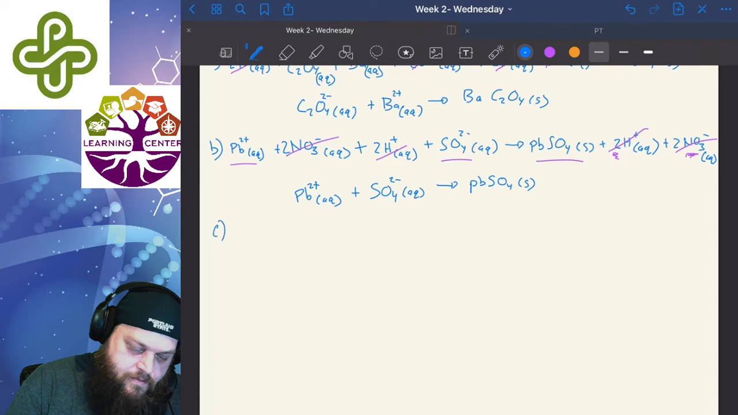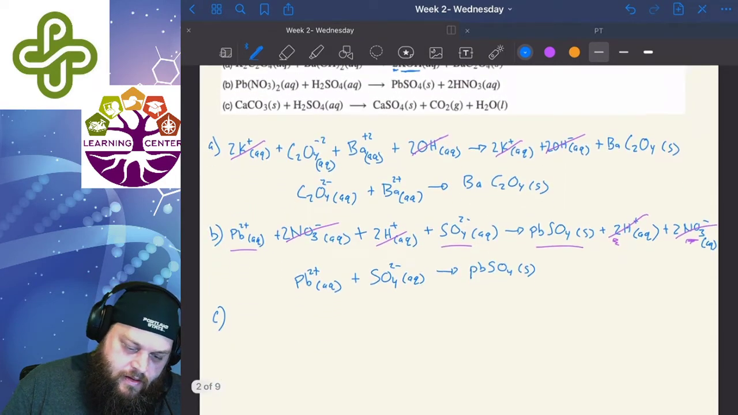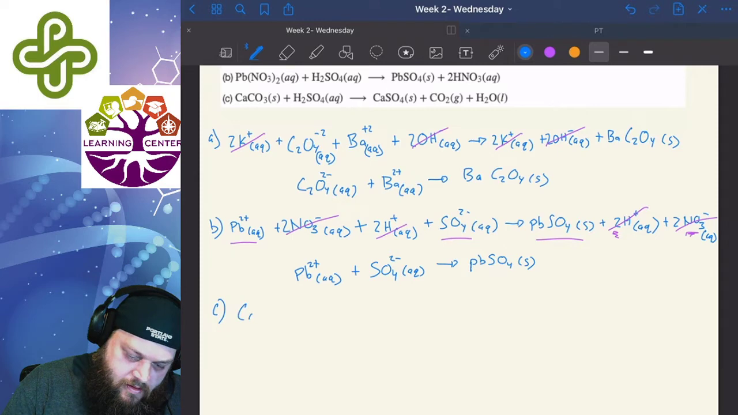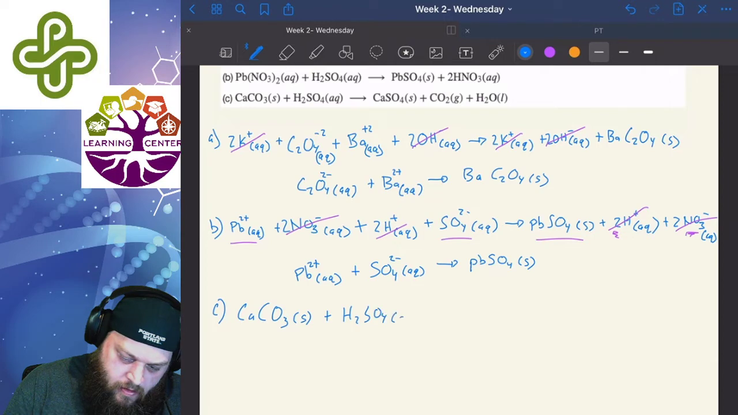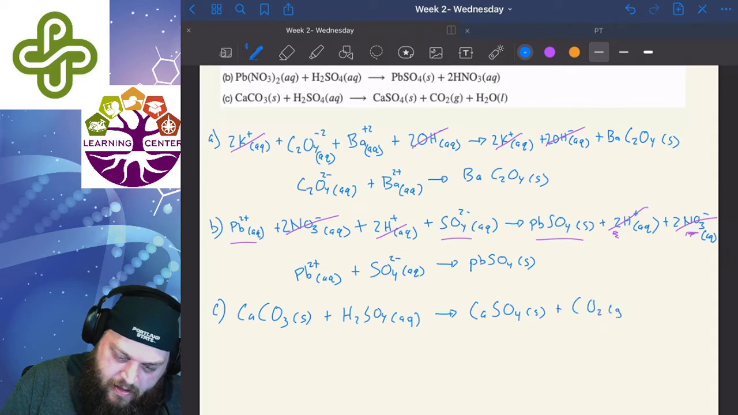Part C, let's go up. Last one. This one's a fun one. I'll tell you why. So calcium carbonate plus H2SO4 aqueous is going to produce, and here I'm writing the whole thing down again just so I can have it a little bit lower, CaSO4 solid plus CO2 gas plus H2O liquid.